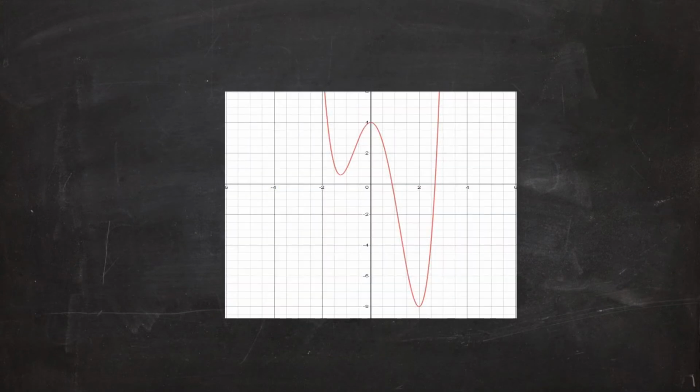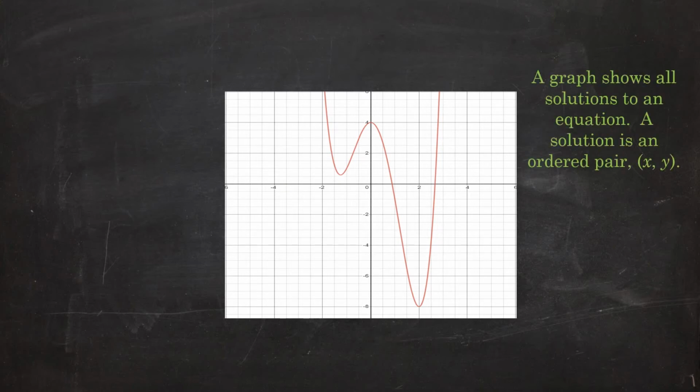Let's say you're given a graph like this and you're being asked to find what is the domain and what is the range, right? Well, let's talk about what a graph is first, so that when we see the definitions for domain and range, we understand what it means. So a graph is a picture of all solutions to some equations, or all sets of ordered pairs, inputs and outputs to some function, right?